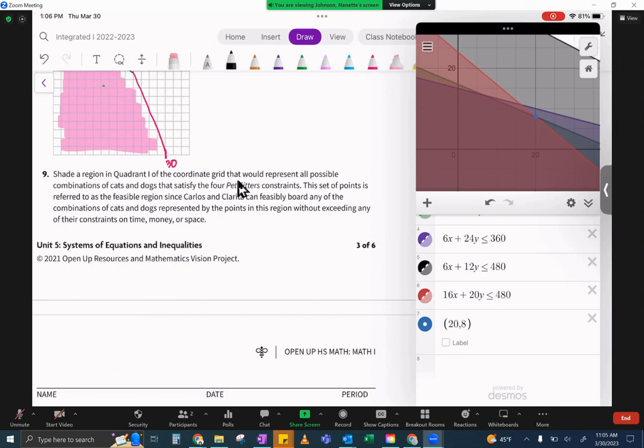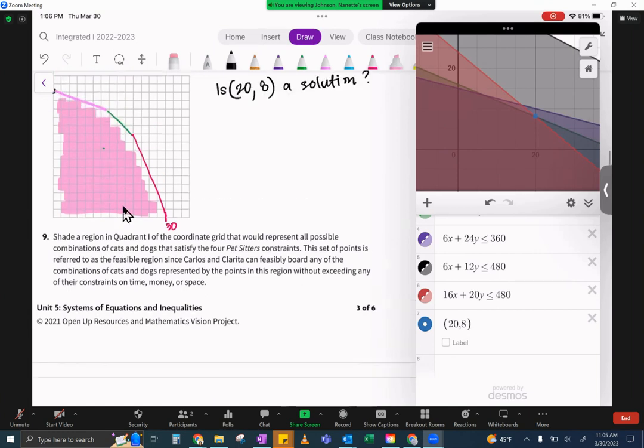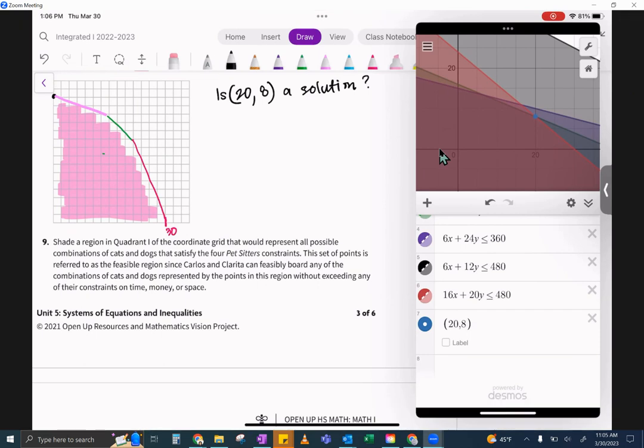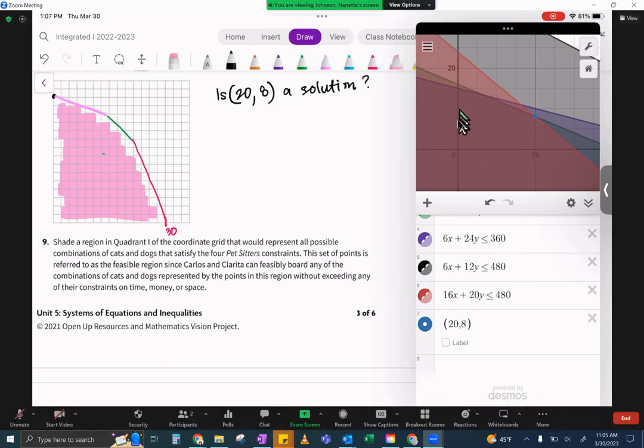Shade a region in quadrant 1 of the coordinate grid that would represent all possible solutions. We just did that. This set of points is referred to as the feasible region. Everyone say feasible region. Look at this over here. This is our feasible region. Ms. Johnson, why did they say quadrant 1? Like, what about this guy over here? So are you saying negative, I don't know, 5 comma 0? Yeah, I don't know what a negative 5 cat is. I don't know what that means. Do you owe me a cat?